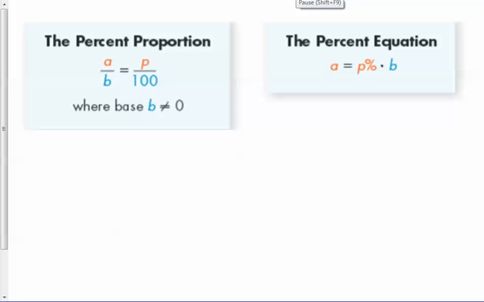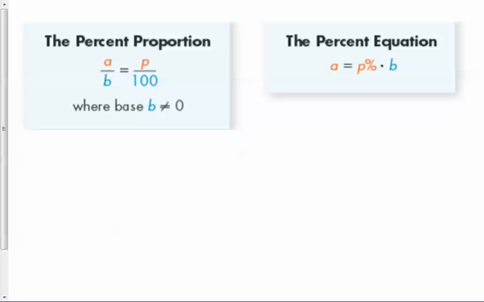Okay, this one today is about percentages. And really, the thing you need to remember is the percent proportion. How I think of it is P stands for percent. So what out of 100 is equal to what you got out of your total. Or you can think of it as a percent equation, which says A equals P percent times B.